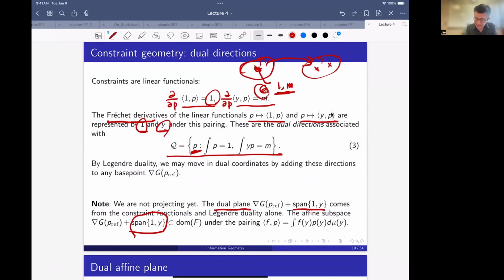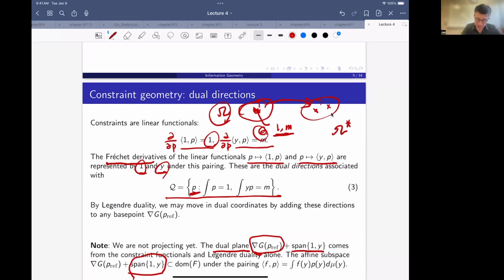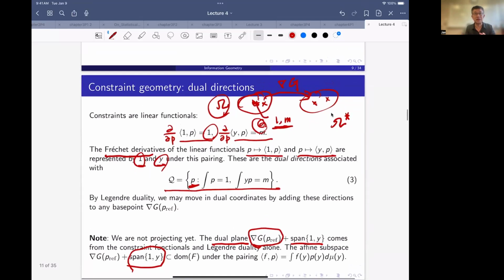So we are not really projecting yet, but it characterizes a dual plane. So you have a space spanned by one and y, but you have a kind of reference point. Remember from here, this is the omega space. This is omega prime. And from omega to omega prime, we have nebula G, then the reference distribution. Eventually we want to do some sort of projection, and then the reference point can be outside.